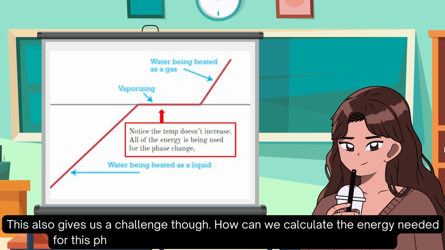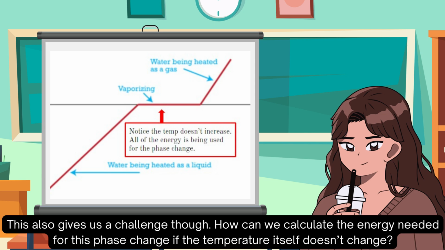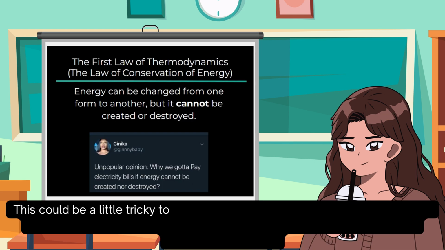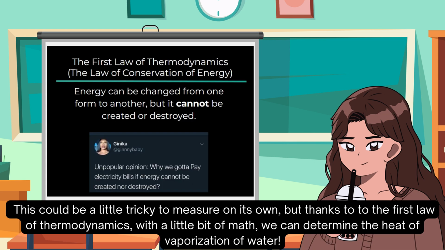This also gives us a challenge, though. How can we calculate the energy needed for this phase change if the temperature itself doesn't change? This could be a little tricky to measure on its own, but thanks to the first law of thermodynamics, with a little math, we can determine the heat of vaporization of water.